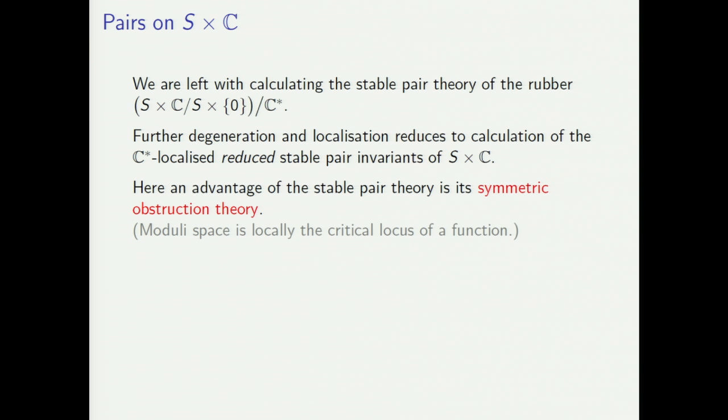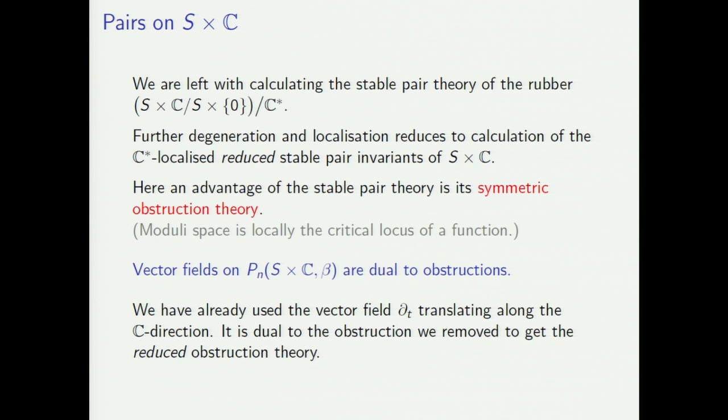Really, it's the rubber, but we do some further arguments, and you get down to S times C. And then there was just one last argument I wanted to explain, which is that stable pair theory has this advantage that it has a so-called symmetric obstruction theory. So vector fields on this moduli space are dual to obstructions. Okay? So in particular, we've already used this.